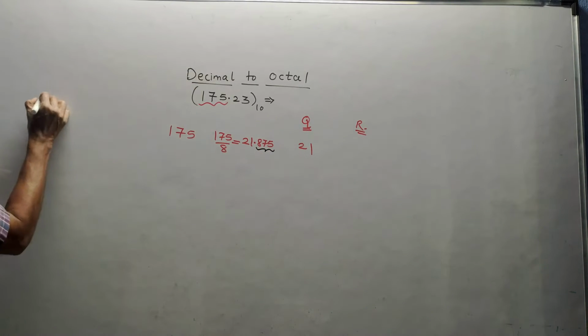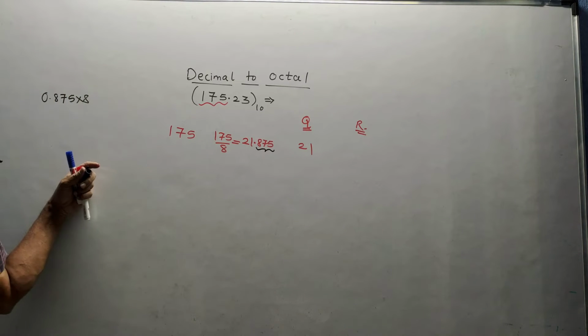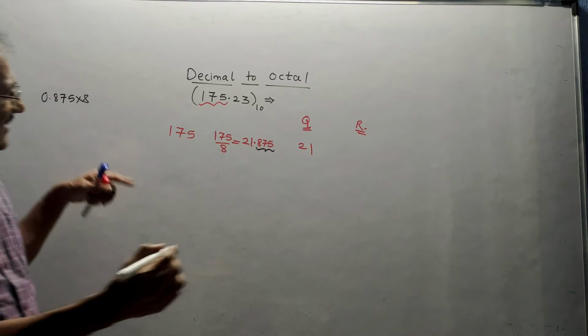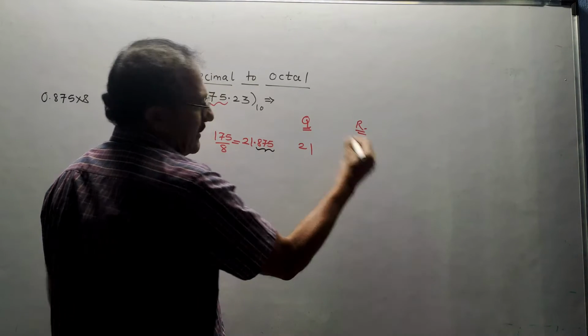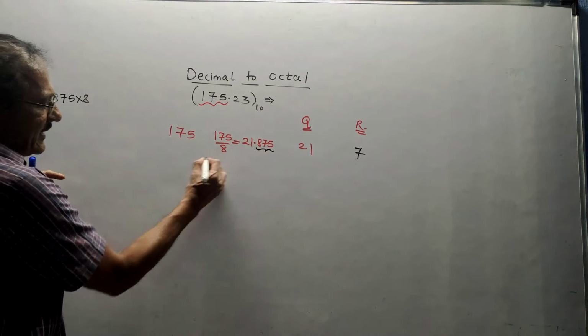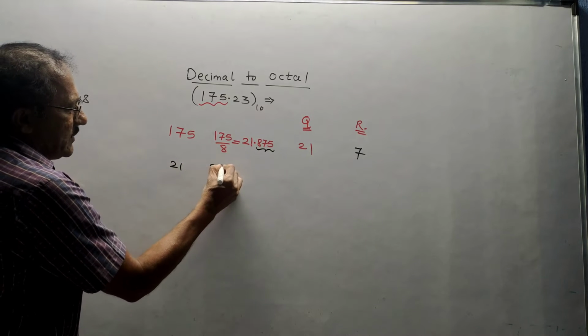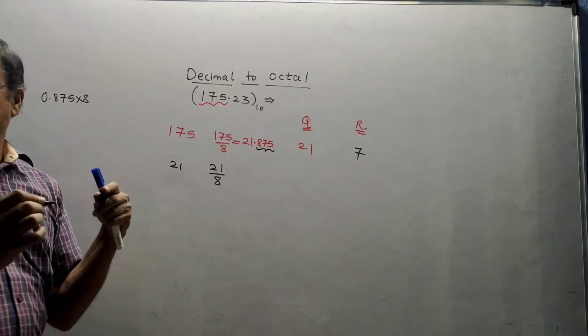Since it is octal, multiply 0.875 by 8. If you do this multiplication, the answer will be 7. This is the remainder part. Now consider this quotient 21. I will write it over here for the next calculation. So it is 21, and next will be 21 upon 8.